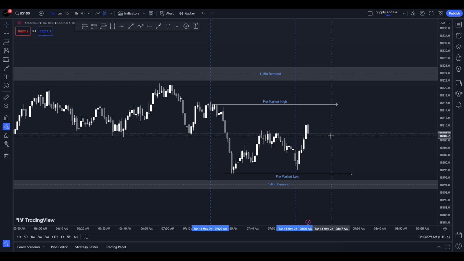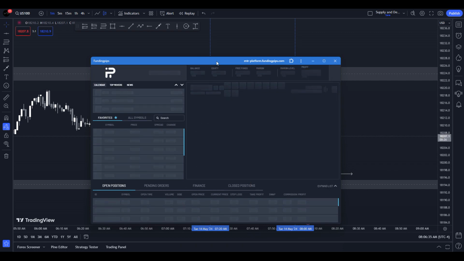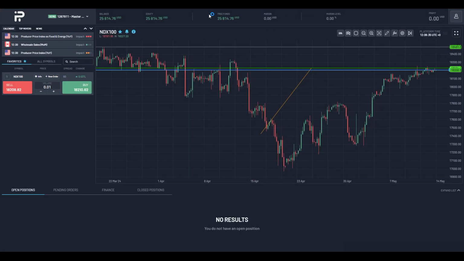So again, I do notice the market is pushing up, but that's what I want. I want the market to push up into my area. So I'm just opening up the Funding Pips.